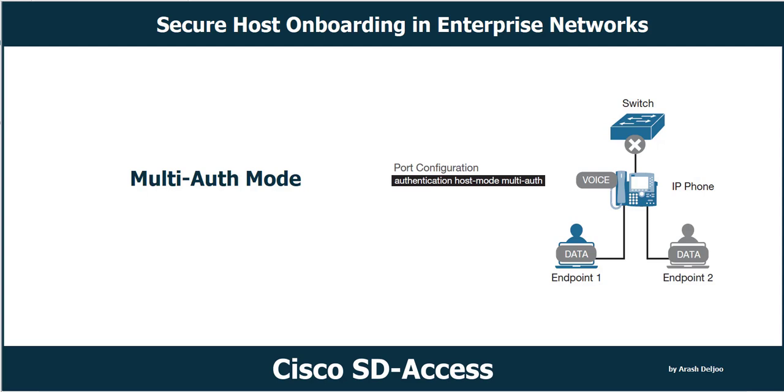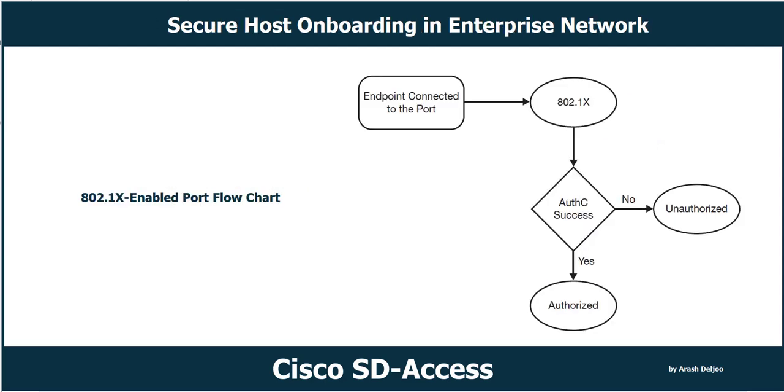Alright, now we know about the different modes that we have in 802.1x for one interface, for one switch port. Alright, in this figure we can see the 802.1x enabled port flowchart. I want to explain about it. As you can see, an endpoint is connected to the port. After the 802.1x process, authentication occurs, and if it is successfully finished, you will be authorized to access the network. Actually, the port will authorize, and if not, the port will remain in an unauthorized state.